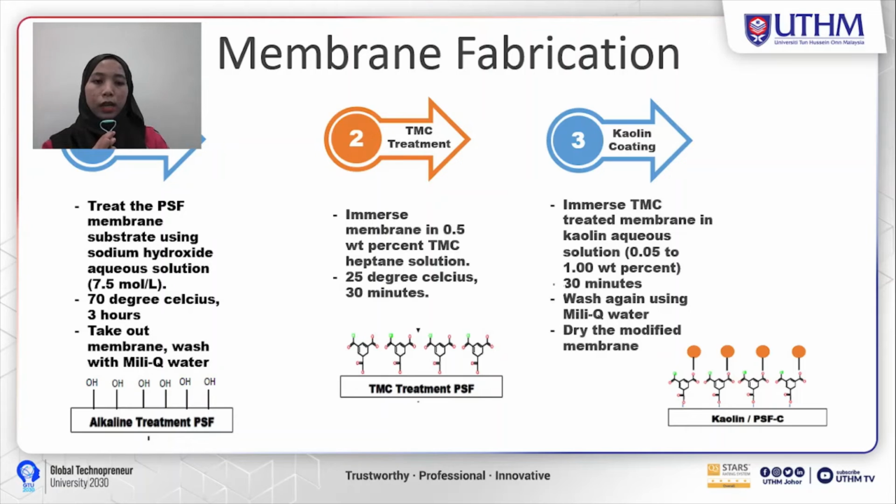And the last one is the kaolin coating. First, immerse the trimesoyl chloride treated membrane in kaolin aqueous solution with different kaolin loadings, which are 0.05 to 1.00 weight percent, for 30 minutes. Then, wash again using molecular water and dry the modified membrane.